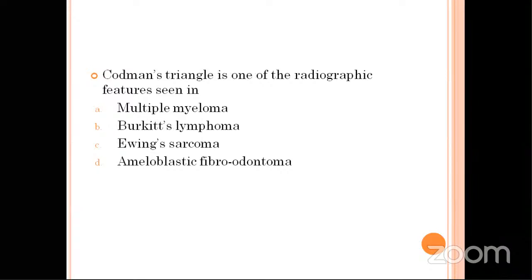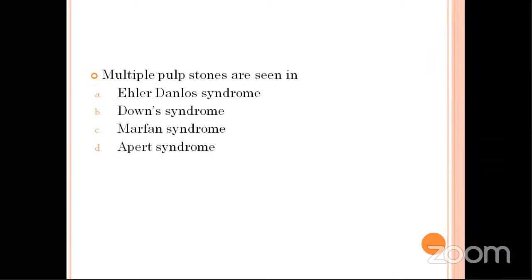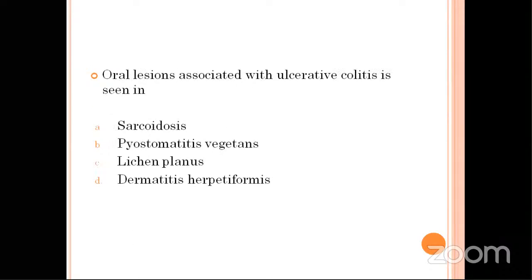Codman's triangle is one of the radiographic features of Ewing sarcoma also. Multiple blue stones are seen in Ehlers-Danlos syndrome. Oral lesions associated with ulcerative colitis is pyostomatitis vegetans, which is seen as yellow colored lesions in the oral cavity.